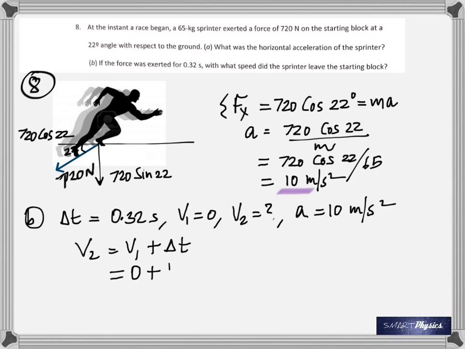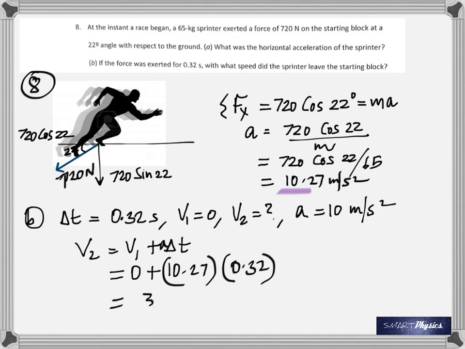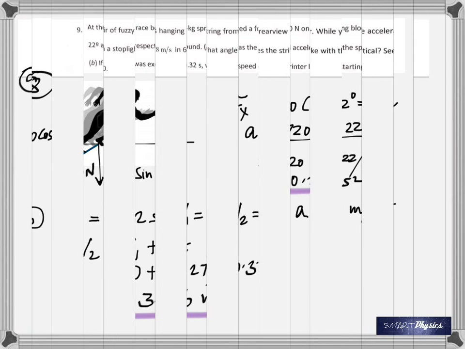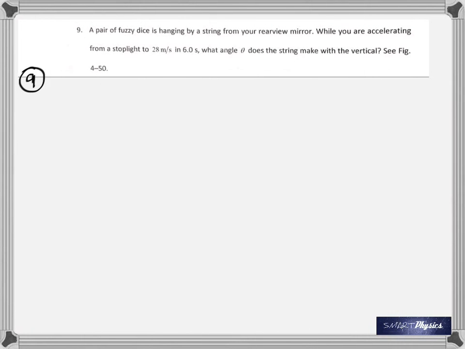Use this equation, find... I thought I should make it more accurate. You see 10.27, I changed that to 10.27 because that was the number we get. You get 3.286 meters per second, as people have, velocity.